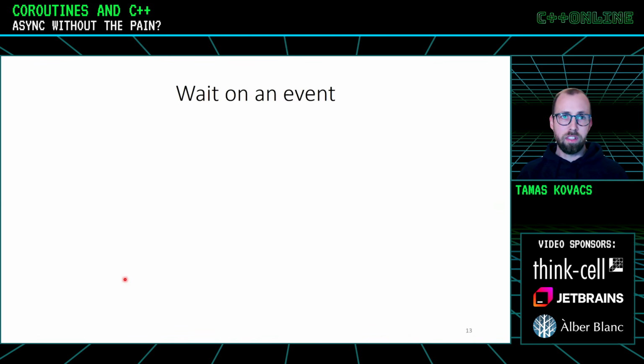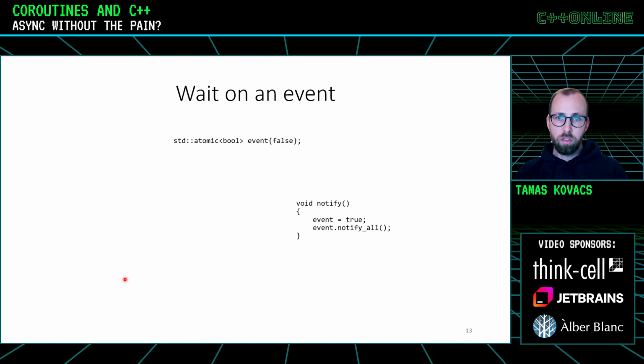So our first task is we are going to have an event, and we want to wait on this event. First, I'm going to show you the normal C++ standard solution. Here the event is represented by a std::atomic. We have the corresponding notify function, and we have the wait here. This works for sure, is efficient, and is completely fine at the low level.